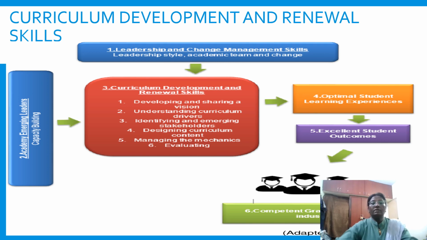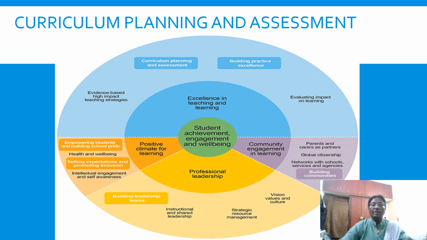So first this goes to leadership and change management skills. First is leadership skills: how they will develop at the academic level, how they will promote themselves and other things. And it goes to the academic emergence of leaders. Then it comes to the curriculum development and renewal skills, and it goes to the optional students and also the excellent, outstanding students, and then finally it goes to the degree level.